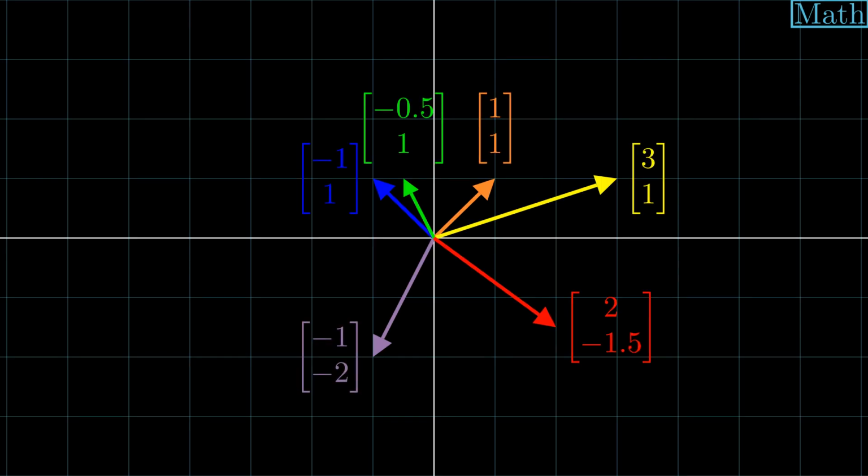We give them an xy coordinate, just like a point on a coordinate plane. The top number is the x coordinate, and the bottom number is the y coordinate. If we were in 3 dimensions, then we would have a third number for a z coordinate, but we're only looking at 2 dimensions.